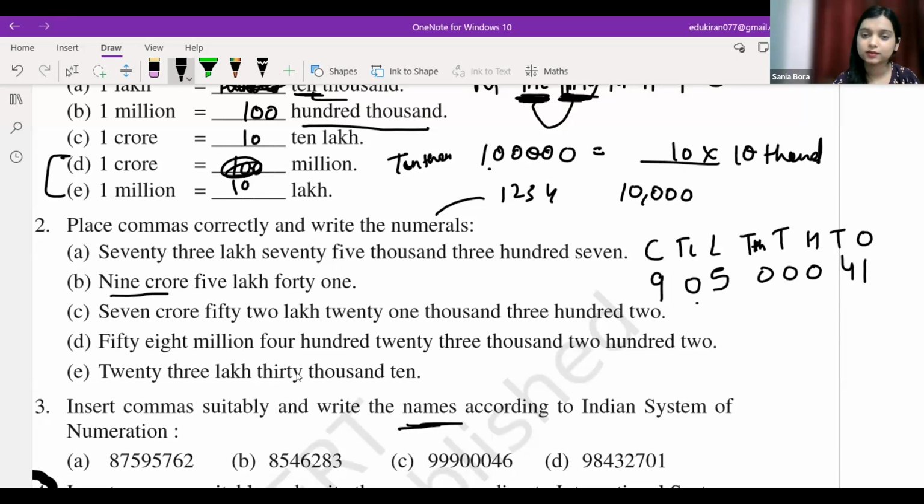First, write it down. For example, it is 7 crore, so in place of crore you will write 7. And then it's 52 lakh. So correct it all and then you will tell me the answer. Okay.